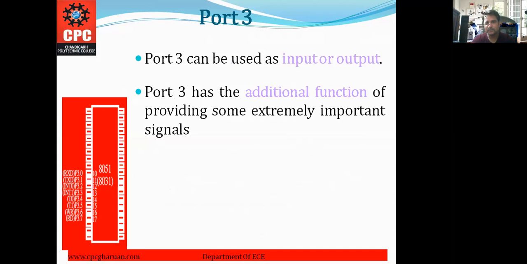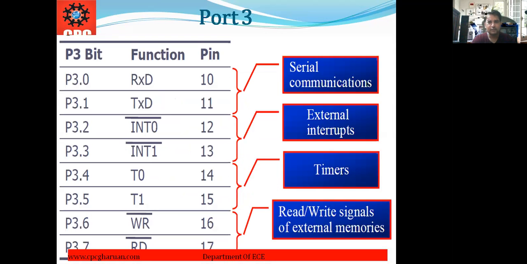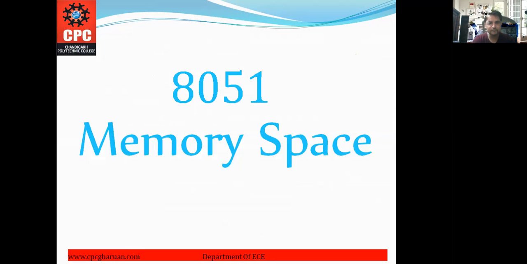Port 3 can be used as input or output. Also, port 3 performs additional functions, providing some important external signals. That is RXD, TXD, interrupt 0, interrupt 1, timer 0, timer 1, and read and write signals, from pin number 10 to pin number 17. Next is the memory space of 8051.